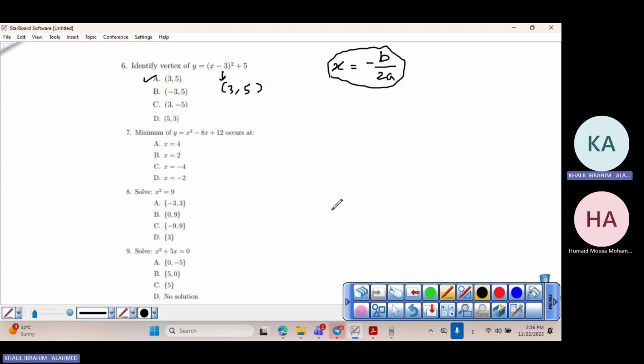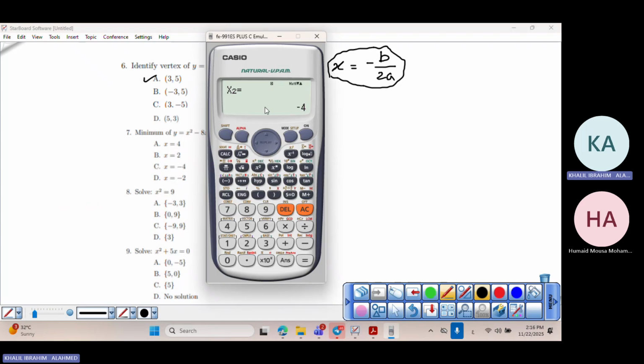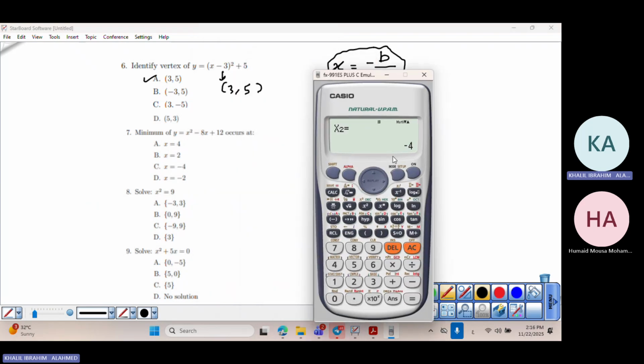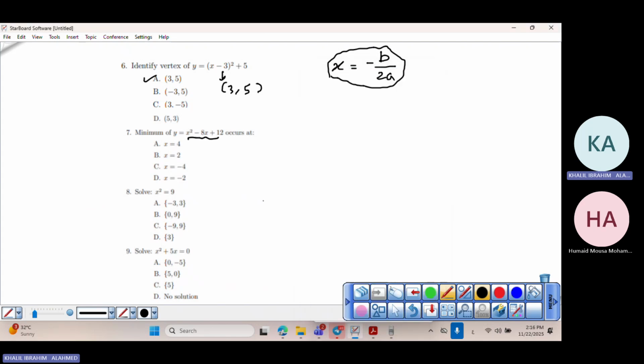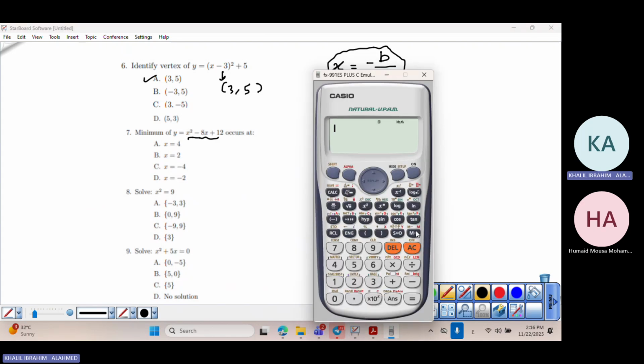It's easy here. Use the calculator here to select this answer. Just write. Shift 9, clear your calculator. Shift 9, 3, double equal. Now you can write this equation in your calculator. I will show you step by step how to write: x squared minus 8x plus 12.